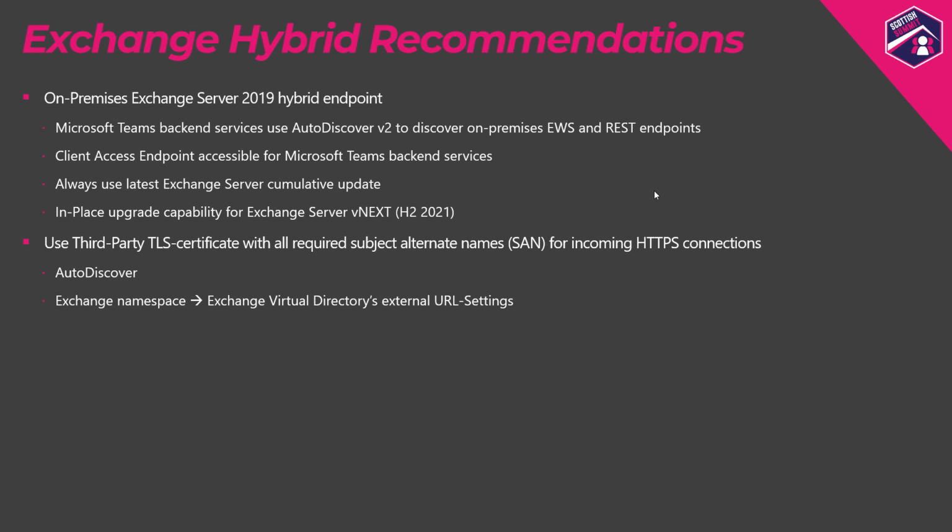Use public third-party TLS certificates containing all the required subject alternate names for your incoming HTTPS connections. So it should contain the Autodiscover endpoint and all configured host names that you have configured in your Exchange namespace. So the external URL settings of your external Exchange virtual directories.